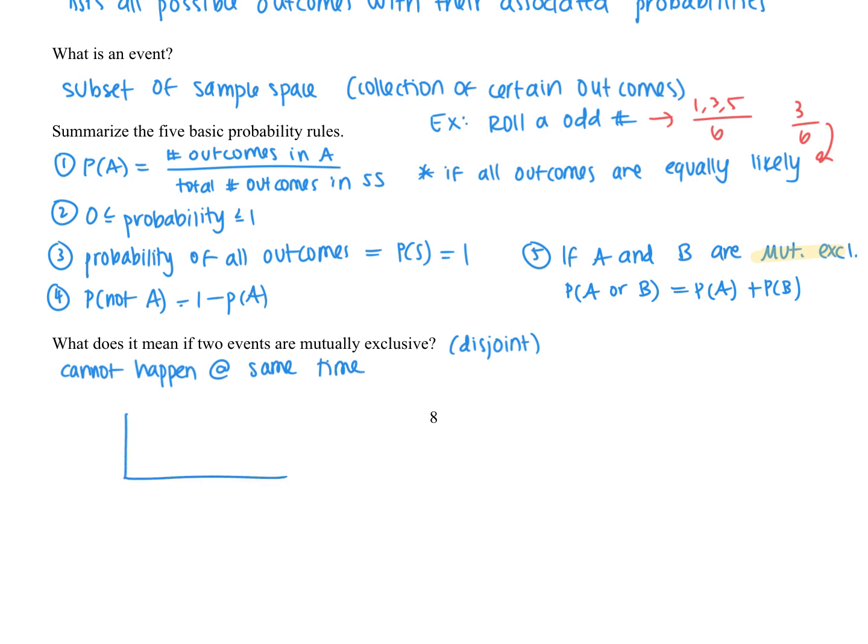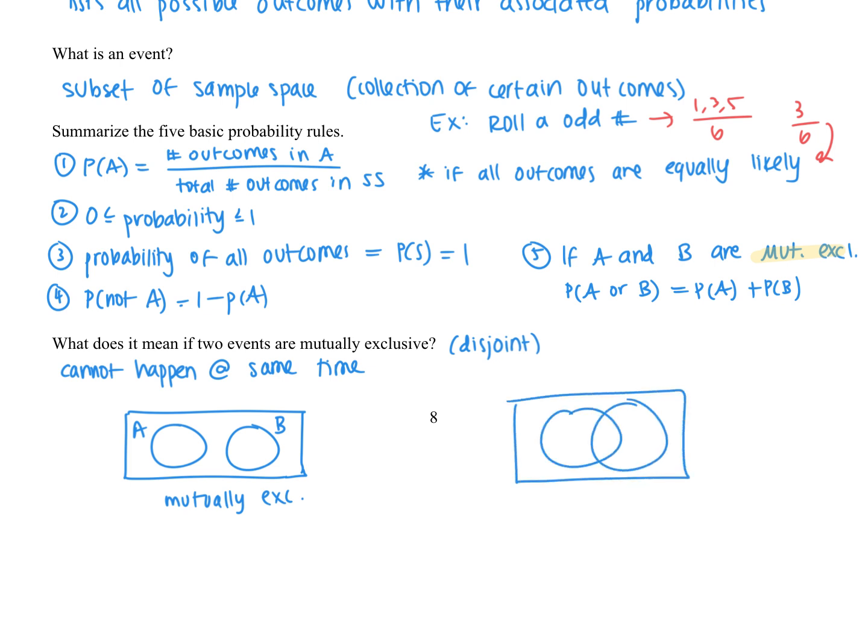So in terms of a Venn diagram, because you're going to use Venn diagrams, we would say these two events, A and B, are mutually exclusive. If I were to look at a Venn diagram like this instead, the one on the right, A and B, are not mutually exclusive. And that's because right here, they can happen at the same time.